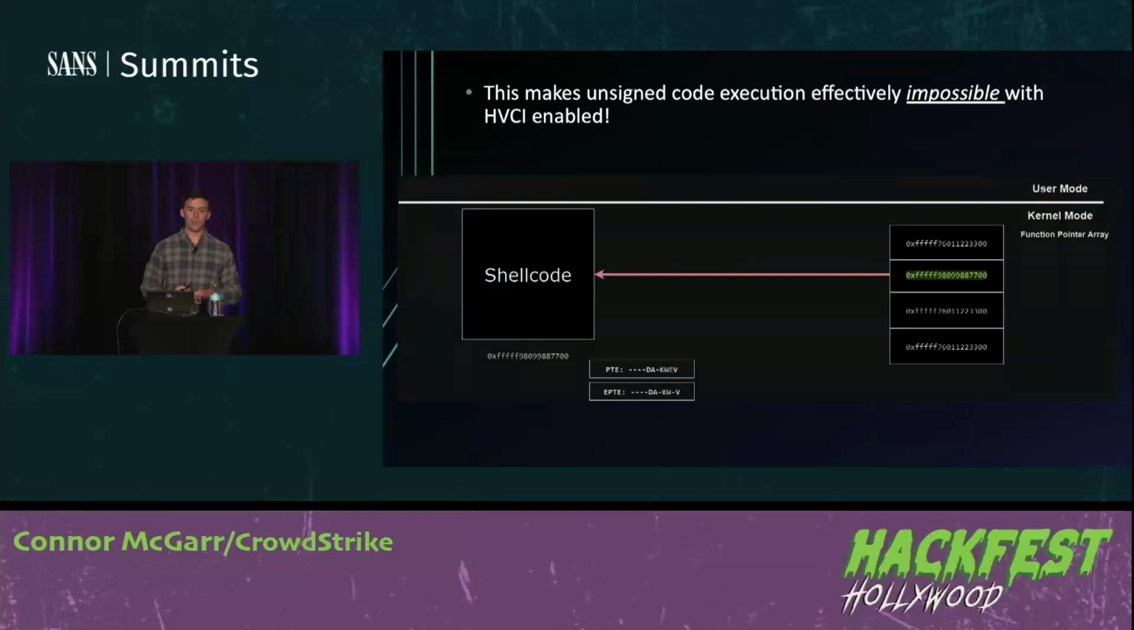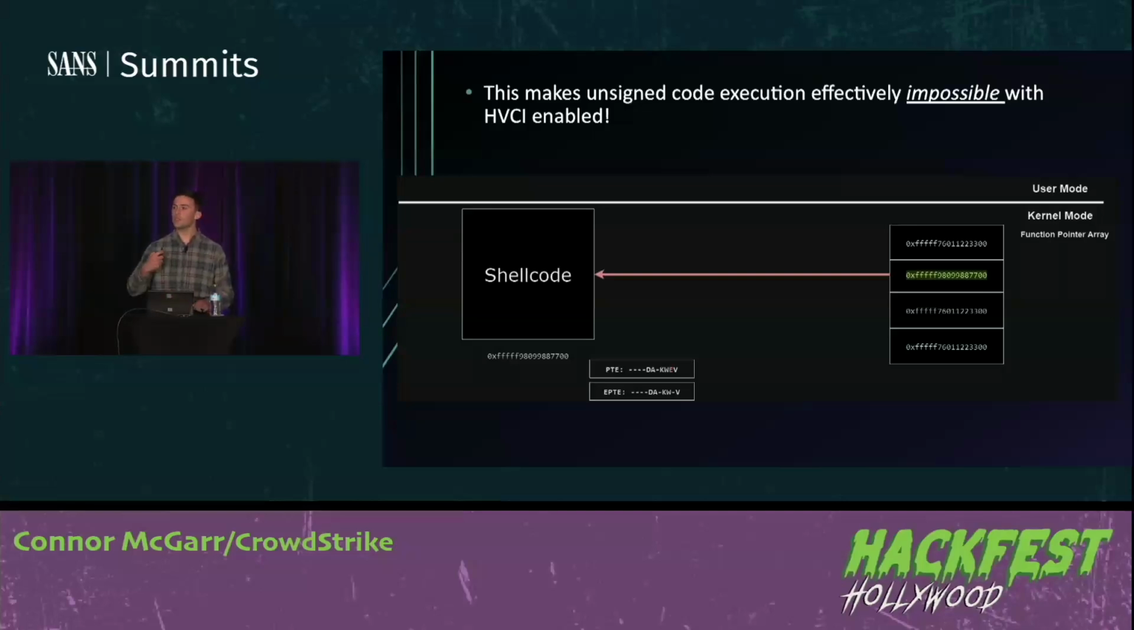And what this basically means is it's effectively impossible to create unsigned code execution with HVCI enabled just with a kernel mode read-write vulnerability, whereas in the past it was. So where this all comes together is in the bottom image here. You have PTE, which is a standard page table entry, and EPTE, which is the extended page table entry. You can see the PTE has a red E, which is representative of an attacker corrupting maliciously a page table entry which was not originally executable to executable.